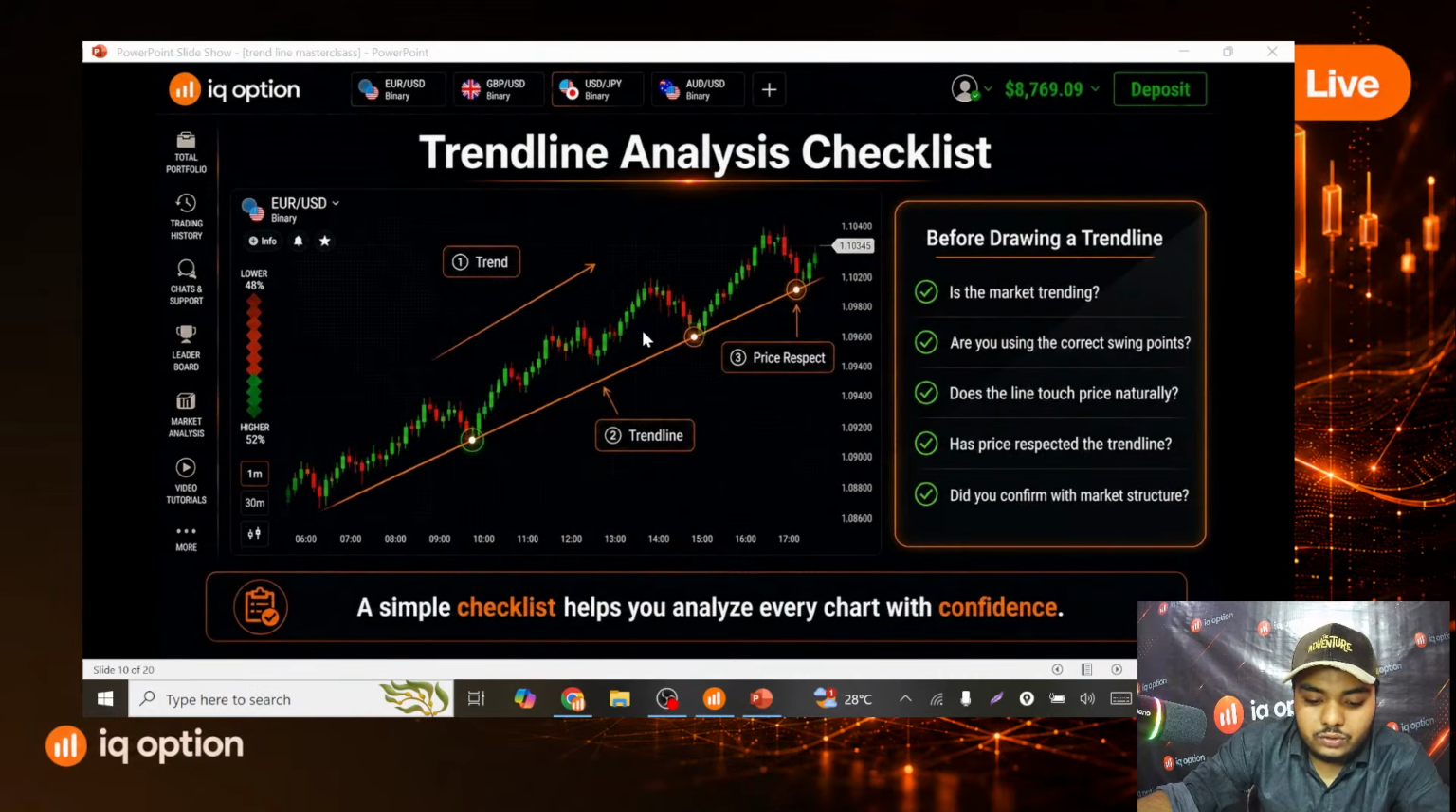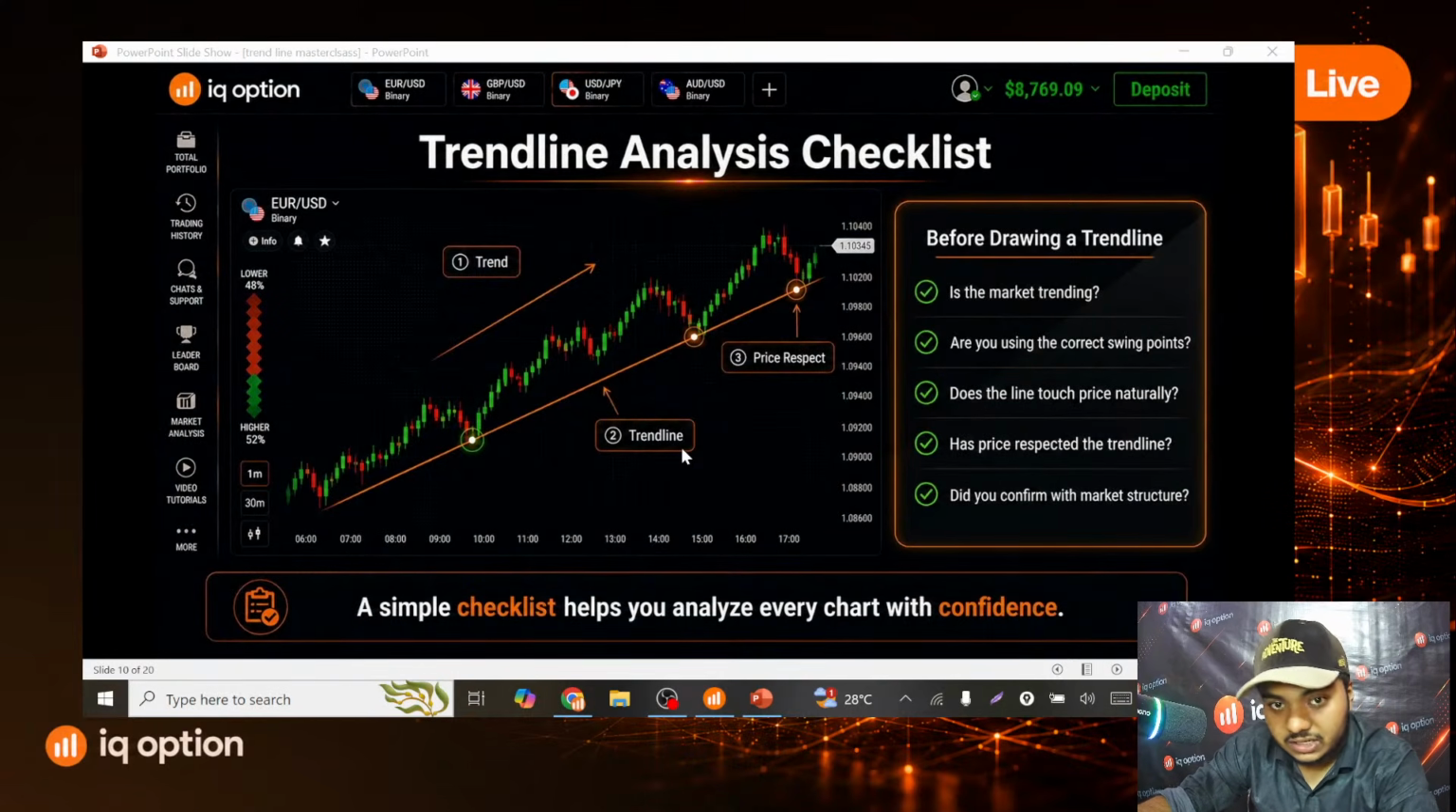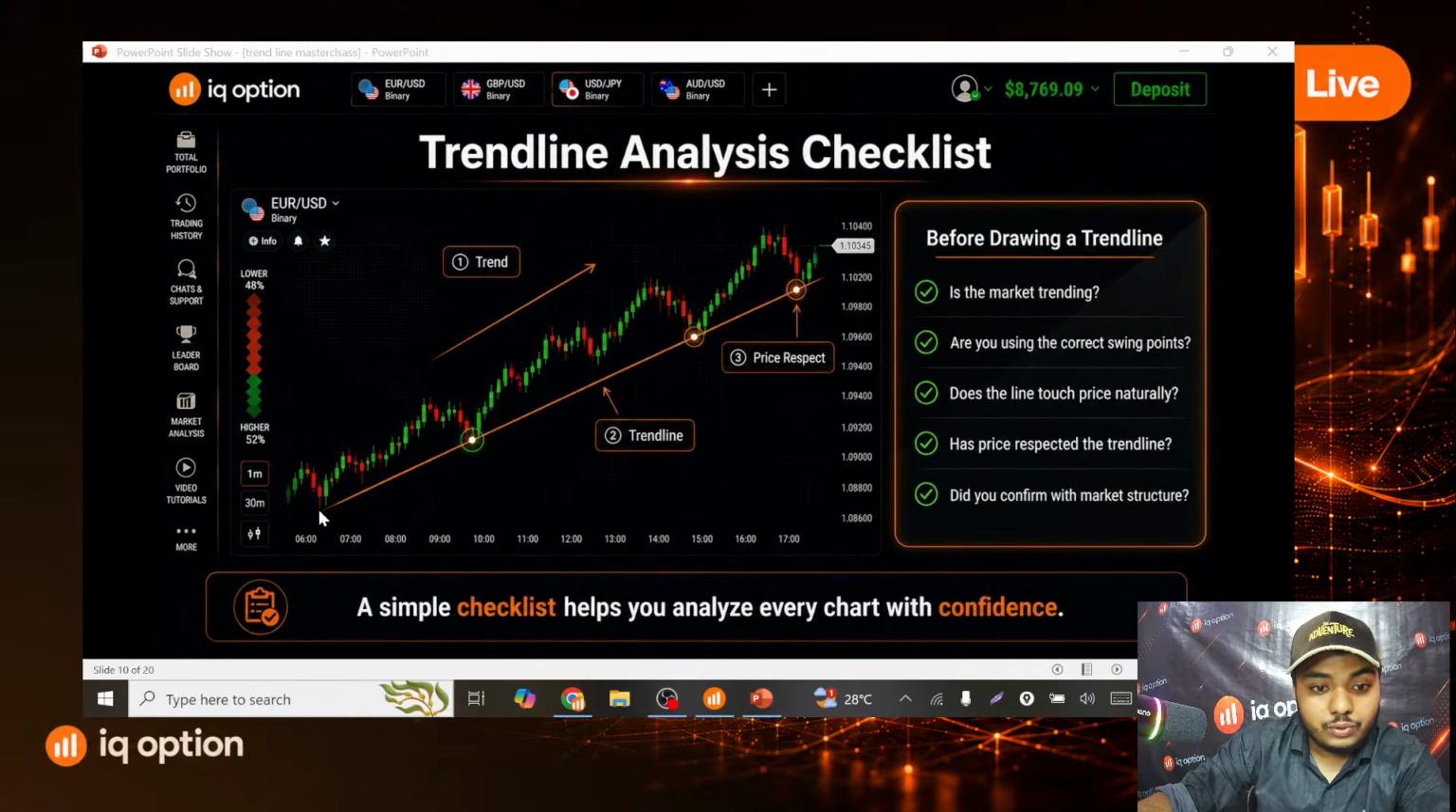If you follow the checklist every time, your chart analysis will become much more consistent. So guys, always ask yourself before drawing a trend line: is the market in a trend, or is it a sideways market? Always draw a trend line in a trend. You only draw your trend lines on higher lows or lower highs, these swing points, and do not try to force or adjust your trend line. Let the market come to you.